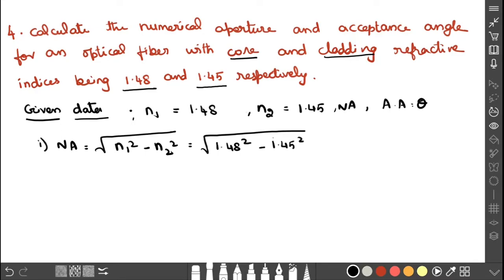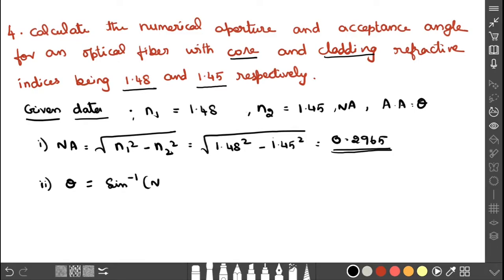So by substituting the values we get the answer 0.2965. This is the value of NA. After finding NA, we can directly calculate theta, that is the acceptance angle. Theta is equal to sine inverse of the NA value.